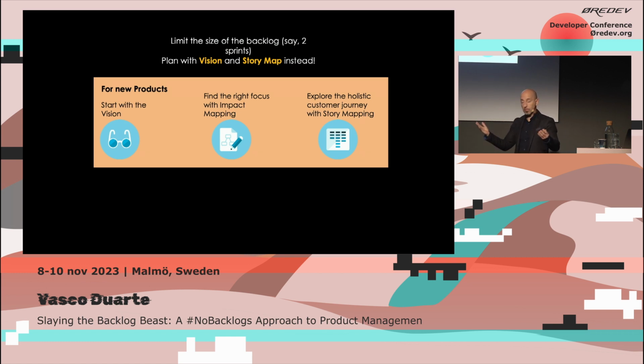First rule of prioritization is you can't prioritize a story against an epic. They're not the same currency. They're different things, right? So 2 sprints of backlog items. That's the size of your backlog. That's it. And then for new products, you start with a vision.